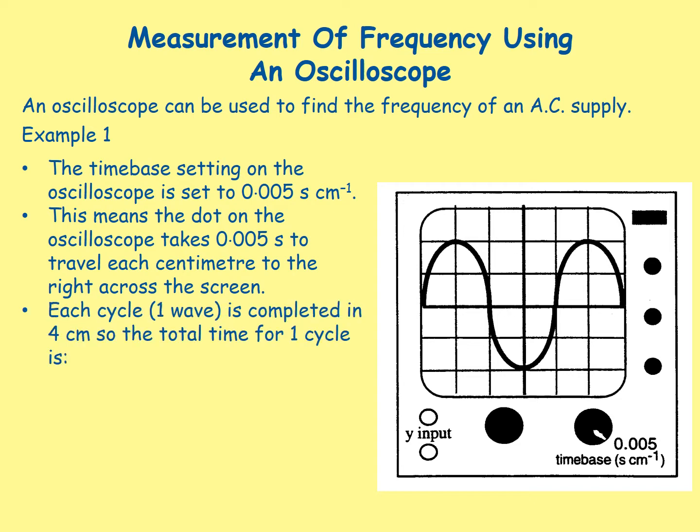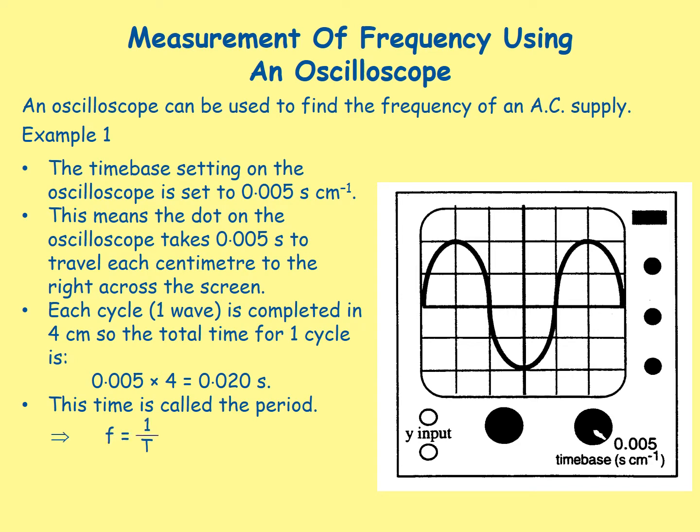screen. Each cycle, so one wave, is complete in 4 centimetres, so the total time for one cycle is 0.005 times 4, which is 0.02 seconds. This time is called the period. Remembering back to our equation, f equals 1 over T, we can put this 0.02 into our equation and come out with our frequency of 50 Hz.